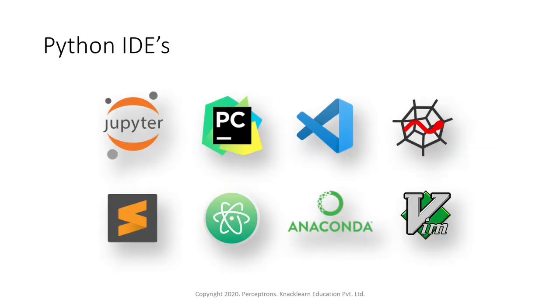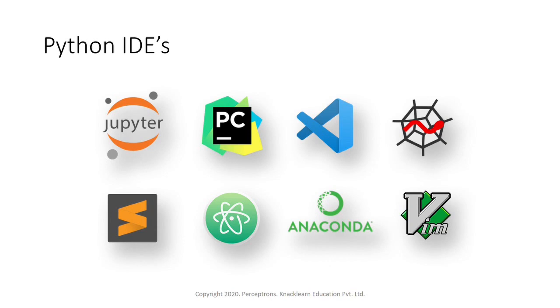If you look at Python IDEs, there are various IDEs which are there in Python. We have Jupyter Notebook, there is PyCharm, Visual Studio, then there is Spyder, then Sublime Text, then Atom is there, Anaconda is there, and Vim is there. So there are various IDEs in Python.